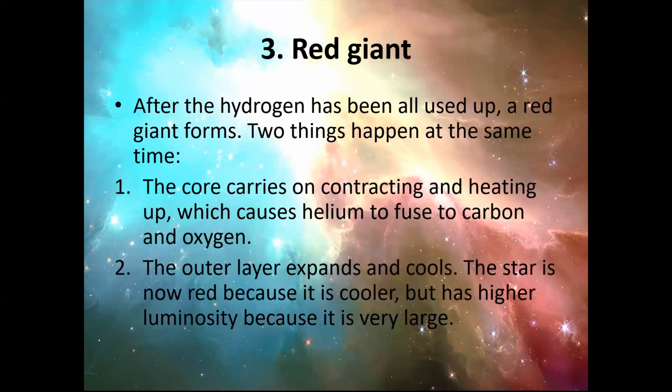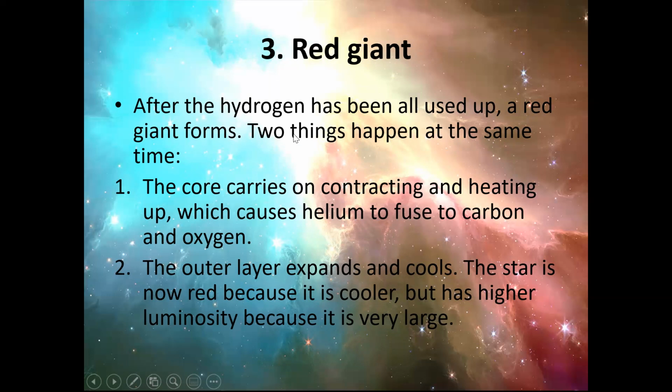But for example, if the gas is running out from the center of the star, the pressure is going to have a greater impact. So in that case, after hydrogen has been used up, a red giant will be formed.